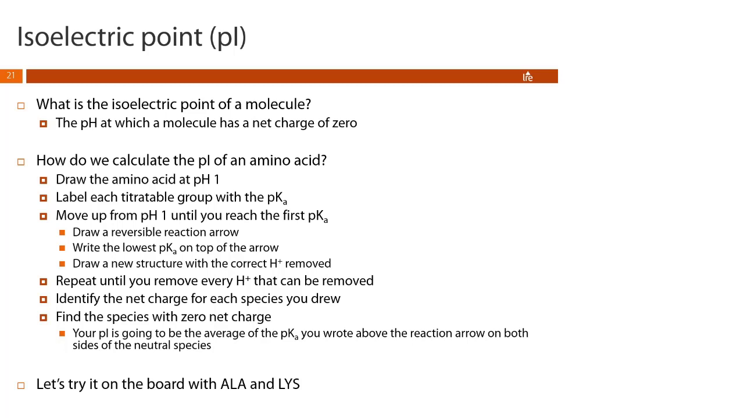Then we're going to identify the net charge for each species you drew. So then we're going to find the species with 0 net charge. And our pI is going to be the average of the pKa you wrote above the reaction arrow on both sides of the neutral species. Okay, so this will make a lot more sense when we actually work through an example. So let's go back to the board and let's try this with alanine.